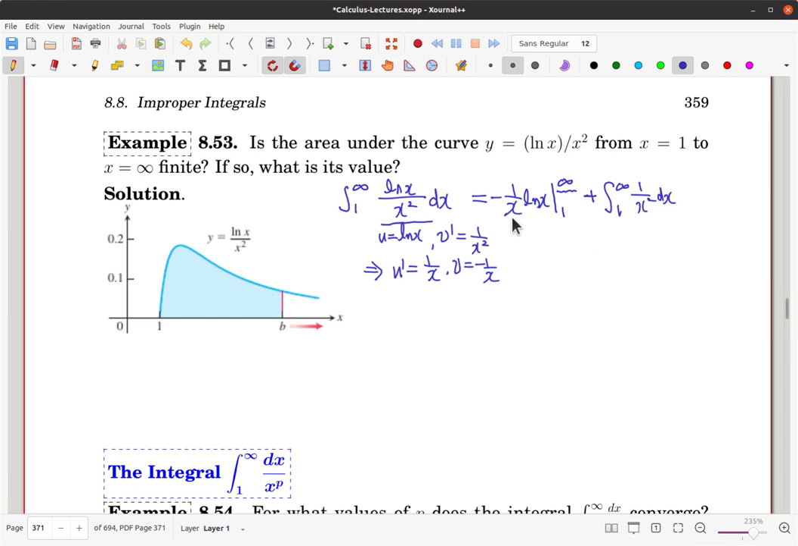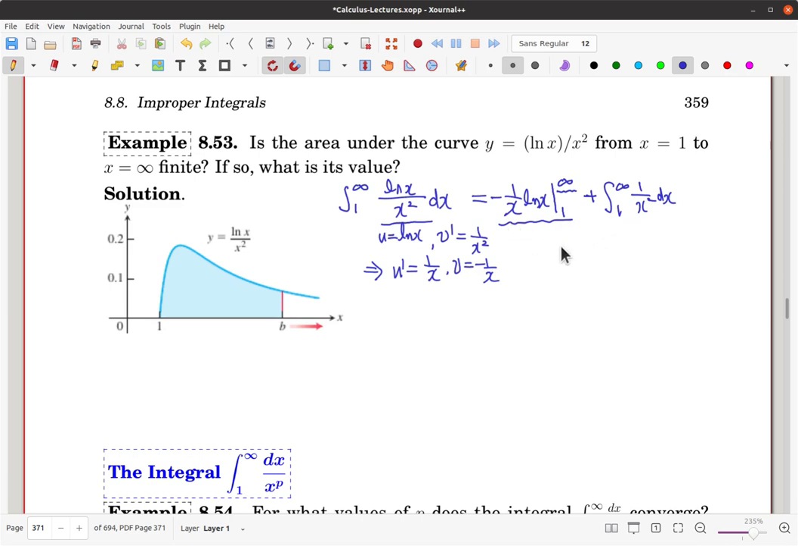For that portion here, once x is 1, then the value is 0. Once x goes to infinity, then we know that x is growing much faster than logarithm x, so that it is approaching 0. Okay, the value will be 0.